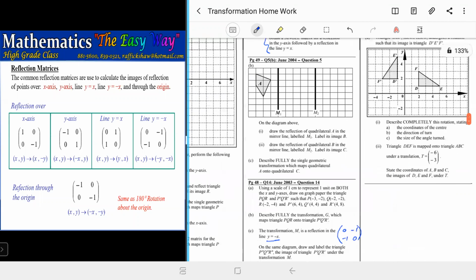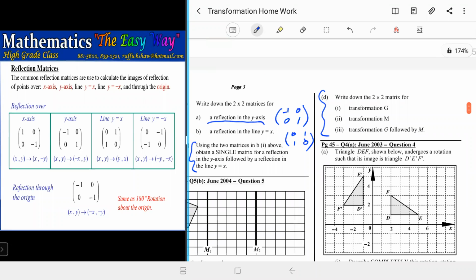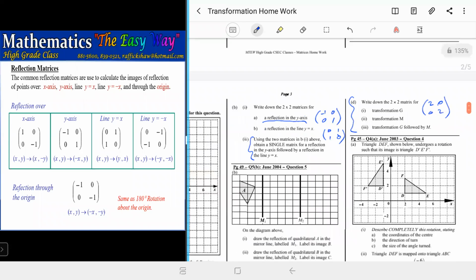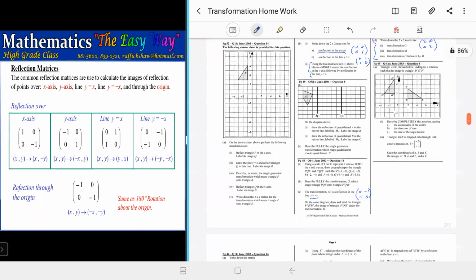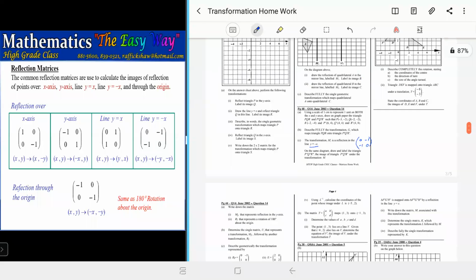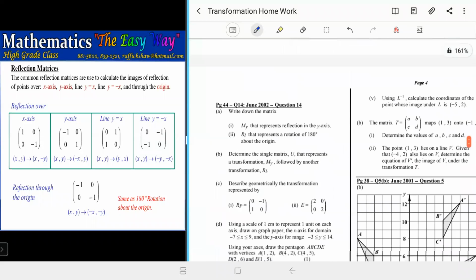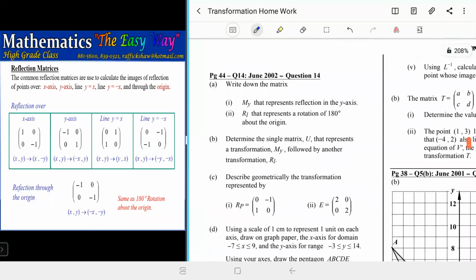This one is an enlargement matrix. I think the scale factor was 2, so it will be 2, 0, 0, 2, or -2. All right, I'll show you the other one. Write down the matrix MY for reflection in the y-axis. Same thing again: -1, 0, 0, 1. RL represents rotation 180 degrees about the origin: -1, 0, 0, -1. So you can know them.